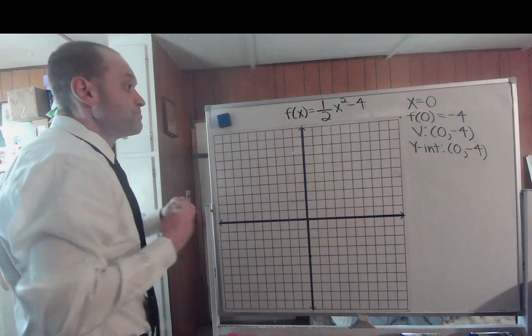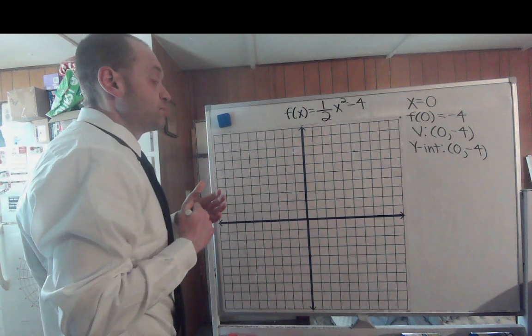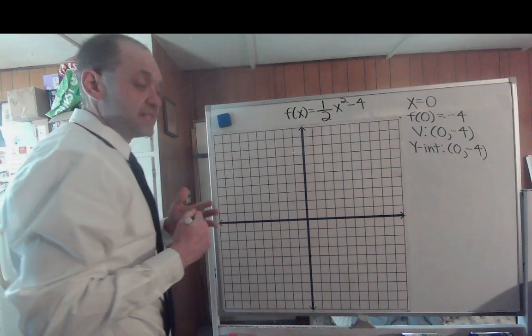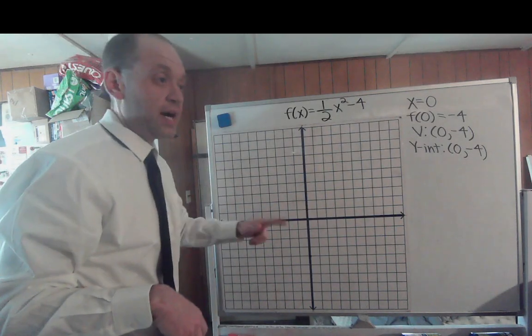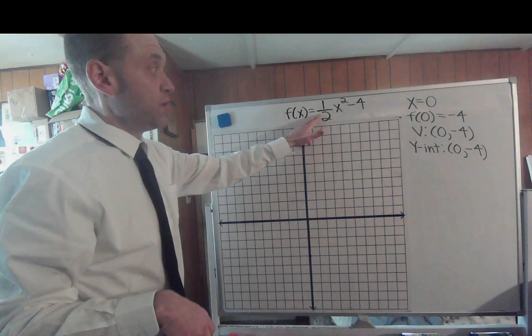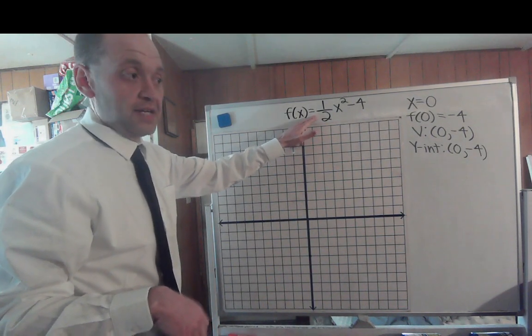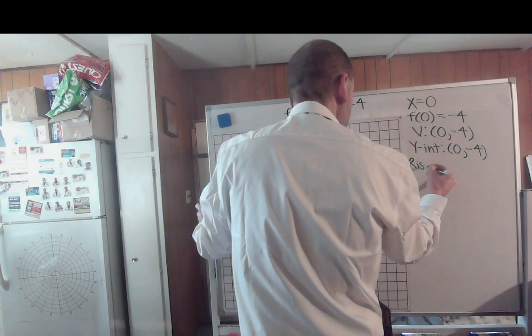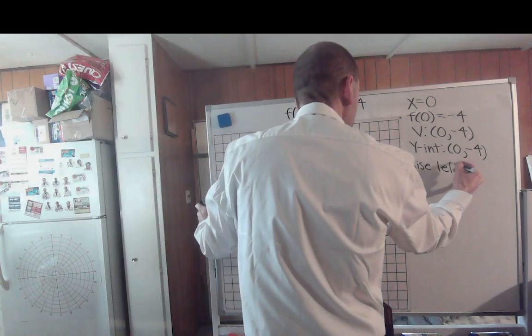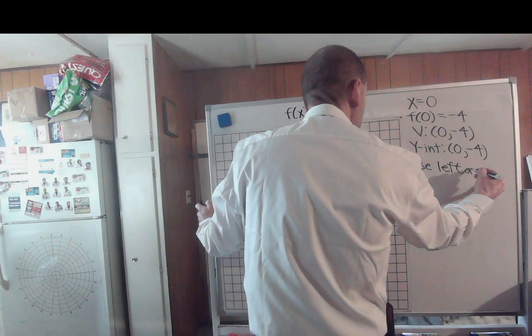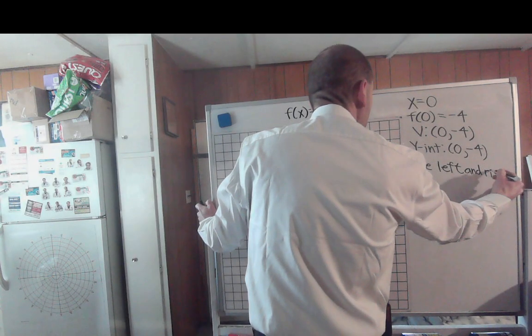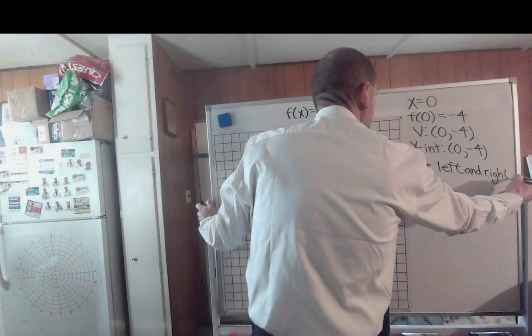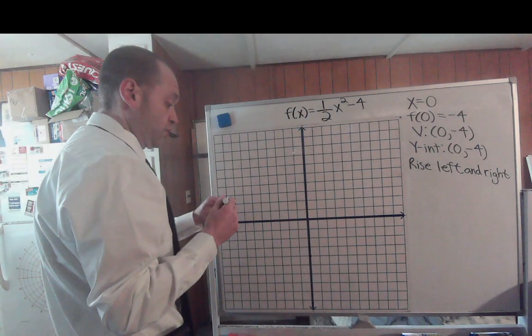All right. Now, it's also probably a good idea to identify whether it's going to rise or fall. That 1/2 is going to be positive, right? So it's going to rise left and right. So that means you're going to have an absolute minimum at 0, negative 4.